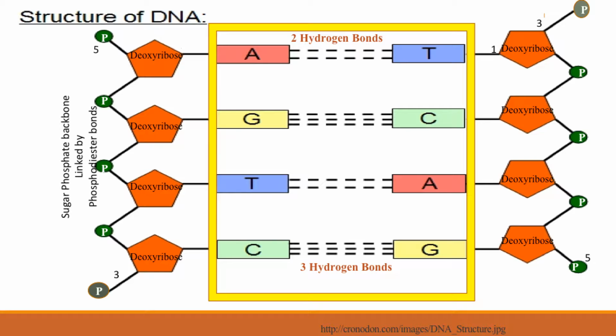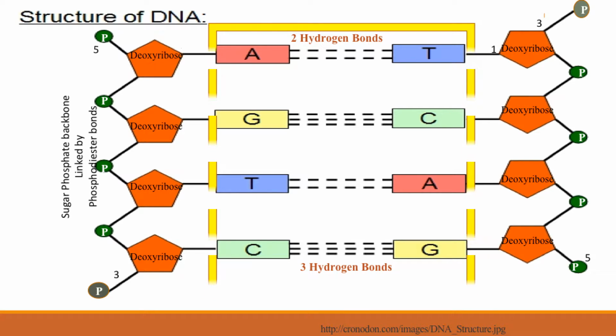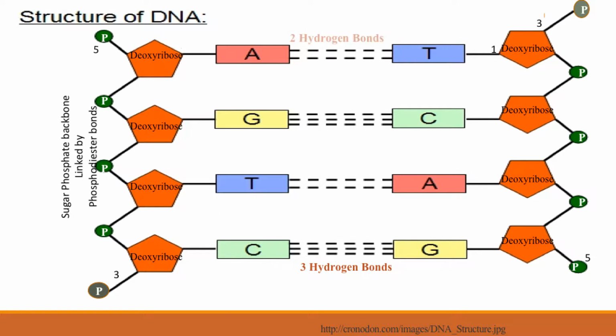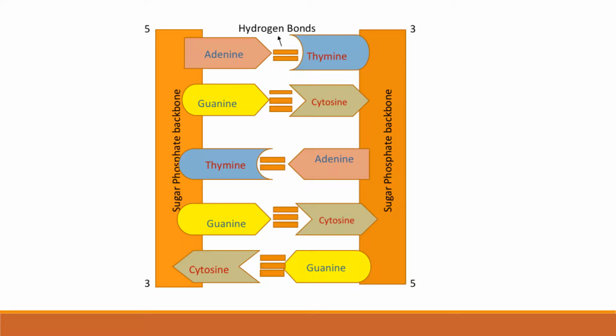The nitrogenous bases are always complementary to each other. That is, purines always base pair with pyrimidines. That is, adenine base pairs with thymine by 2 hydrogen bonds, and guanine always base pairs with cytosine by 3 hydrogen bonds. This is a simple structure of the DNA. You can see the sugar phosphate backbone and the nitrogenous bases in the middle.